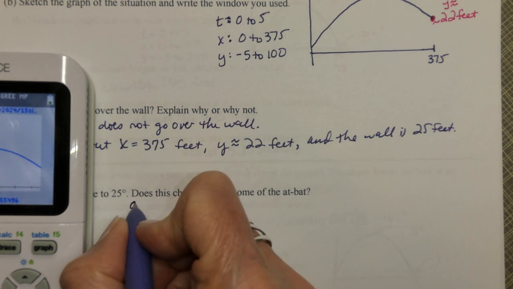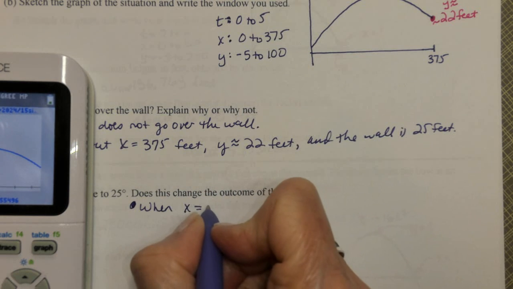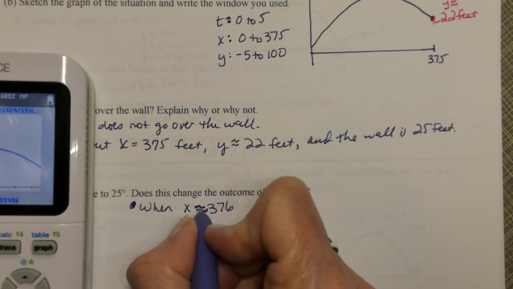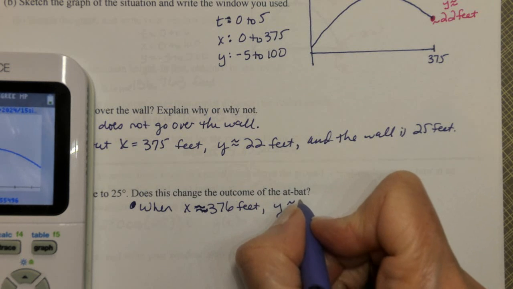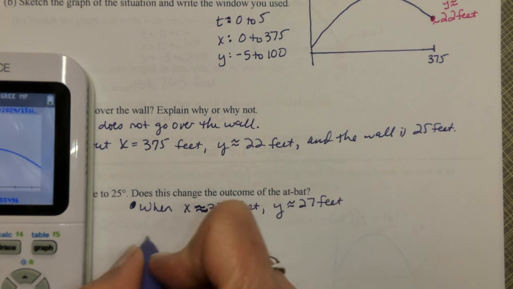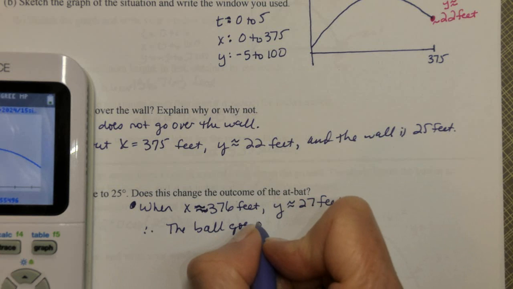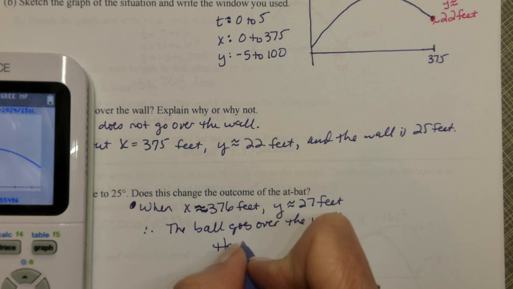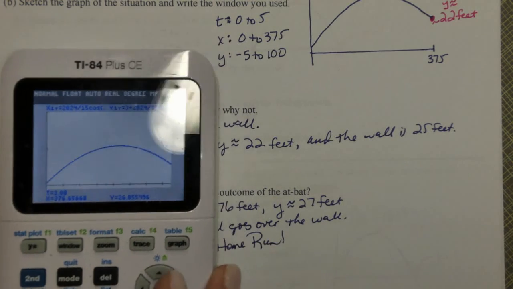So when x is about 376 feet, y is approximately 27 feet. So the ball goes over the wall, and we have a home run. Okay. Interesting stuff, I think.